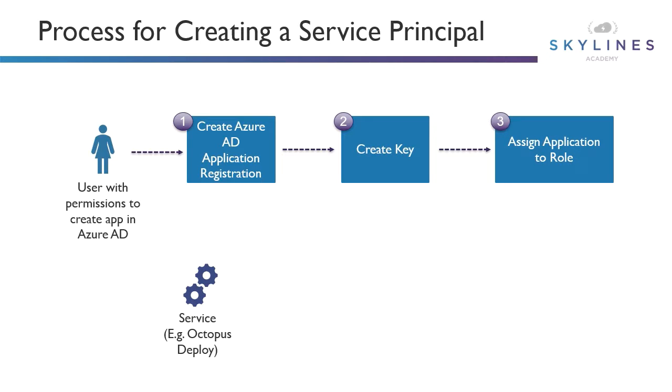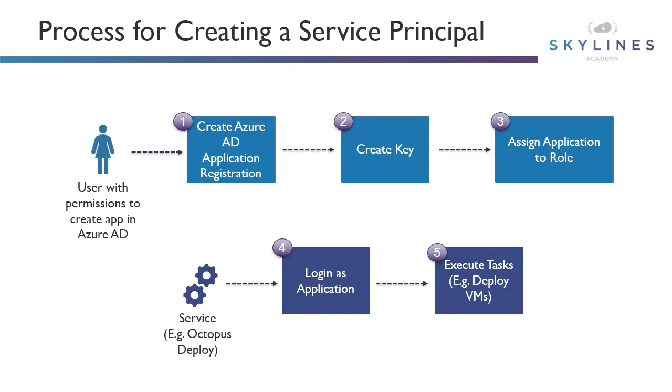Now if you have an application like Octopus Deploy, we can give it the information about the app registration we just created. This would include the app registration's client ID as well as the key we created in step 2. With that information, it can log in as the application registration. And now if we needed to execute a pipeline that deployed a VM, for example, Octopus Deploy would be able to perform the necessary tasks based on the VM contributor role that we assigned in step 3.